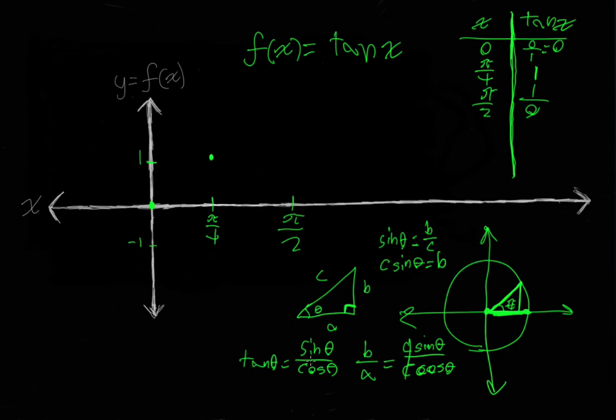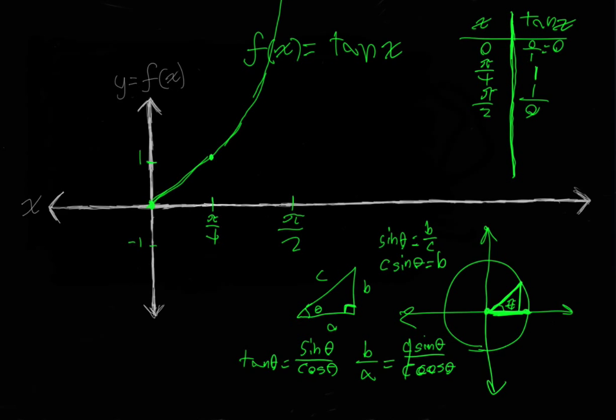Because the cosine is getting smaller as we get closer to pi over 2, this whole thing will get larger. So we're going to have something like this. Let's do this right.